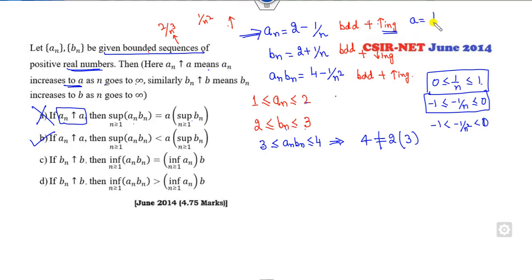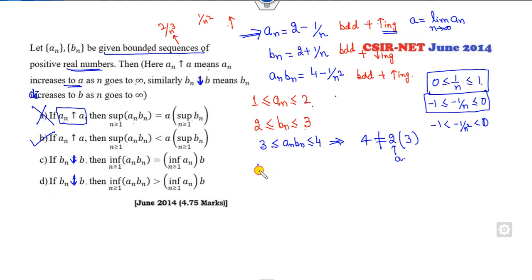What is a? I can find a as the limit as n approaches infinity, so it's 2. This is my a. So this option is cancelled. Now a_n is increasing, but b_n is decreasing. Sorry, b_n goes to b. I checked this option, and it is decreasing. This is decreasing here.